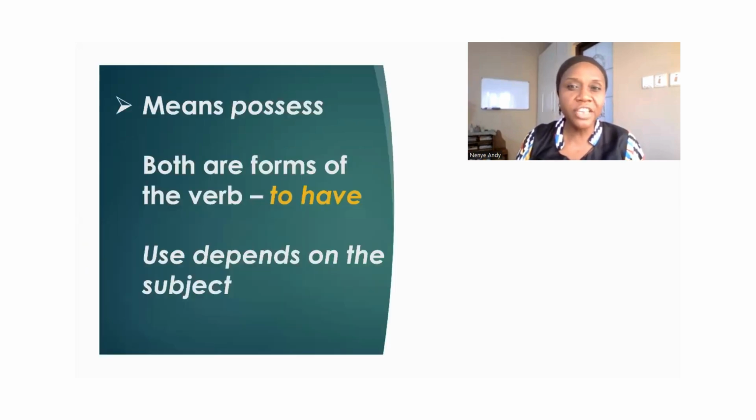Before we treat each of these words separately, it's good to know that both has and have are actually from the same verb, to have. Verbs are actions and states of being. And to have is a verb that means what you possess, what you own, something belonging to you. So both has and have are actually from to have.